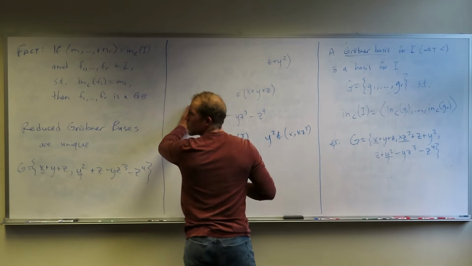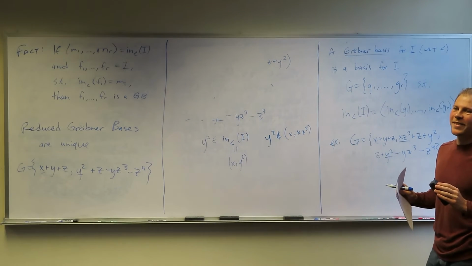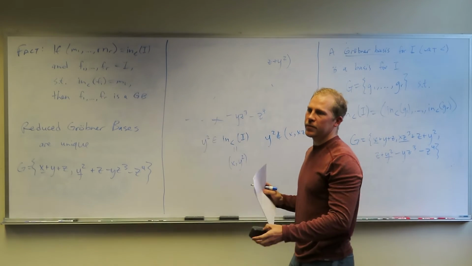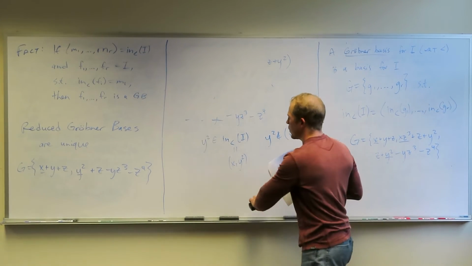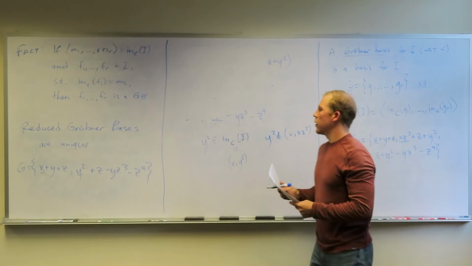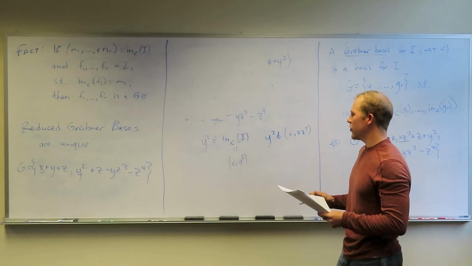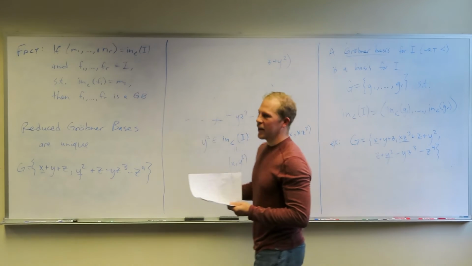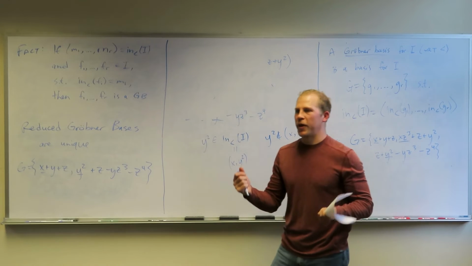Can I ask a question too before you raise? Yeah, please. Sorry, so if you just have generators for an ideal, how do you compute the initial ideal? That's a good question. So the answer to it is kind of the same as the answer to Kyle's question of, do Gröbner bases always exist?